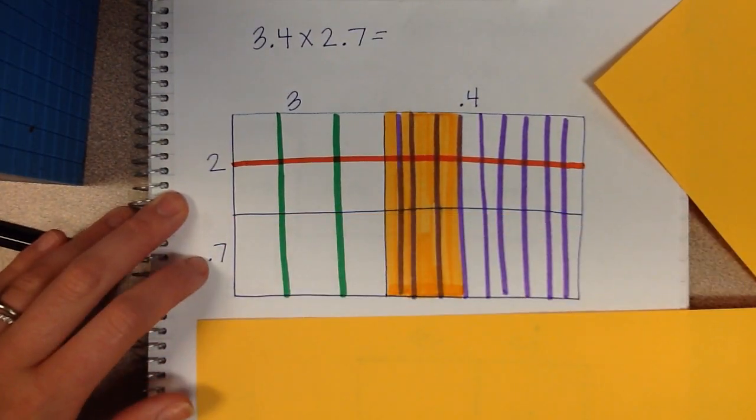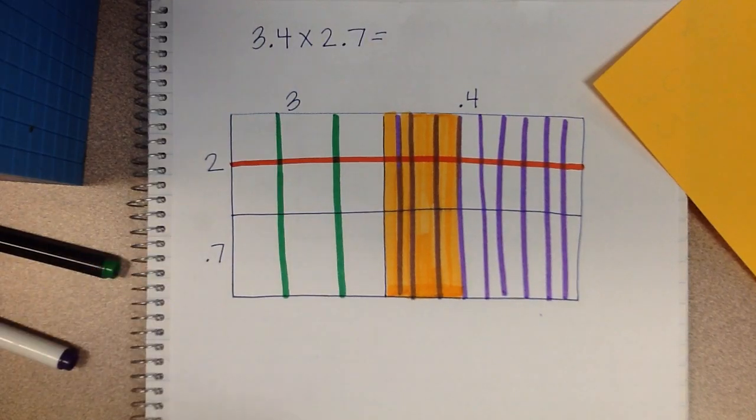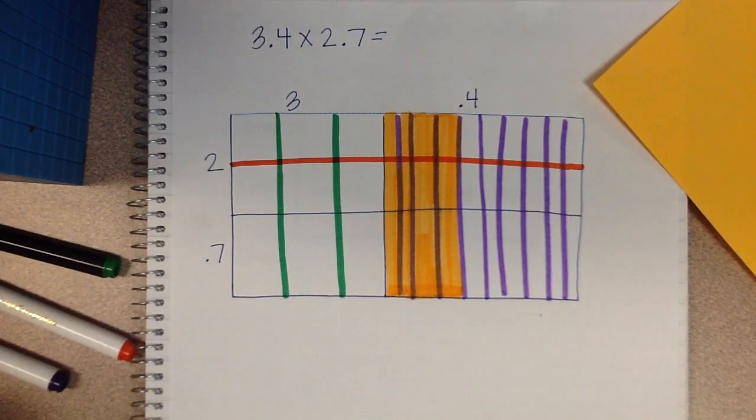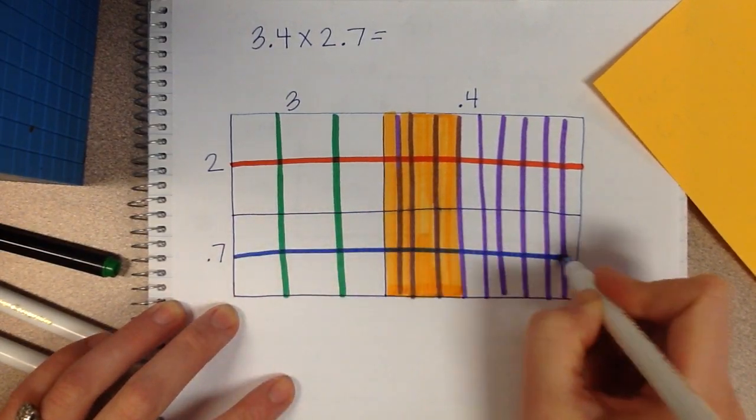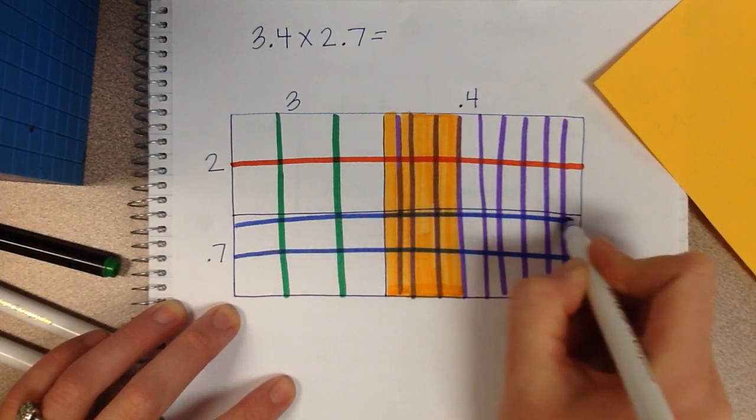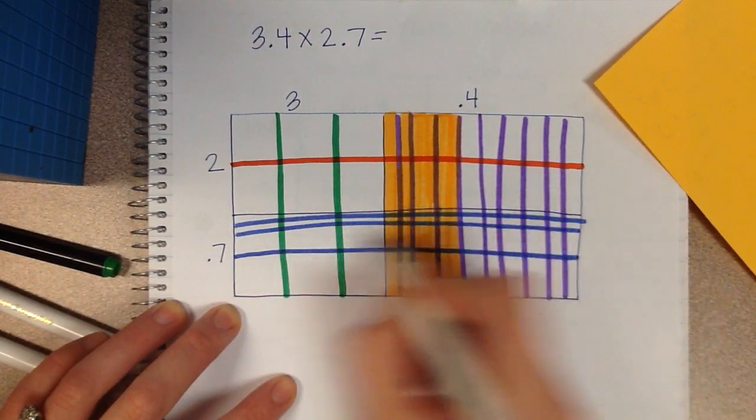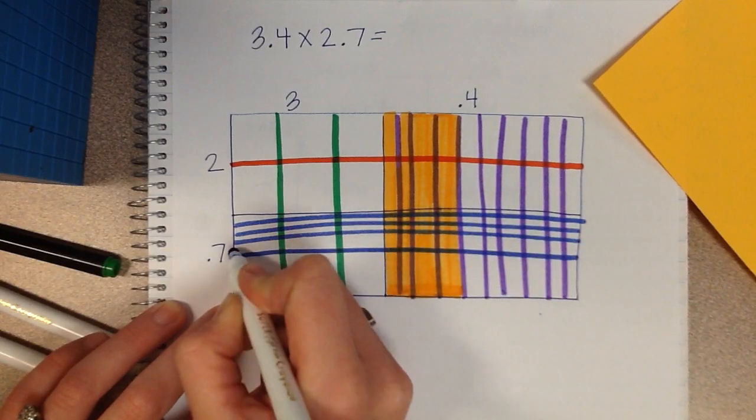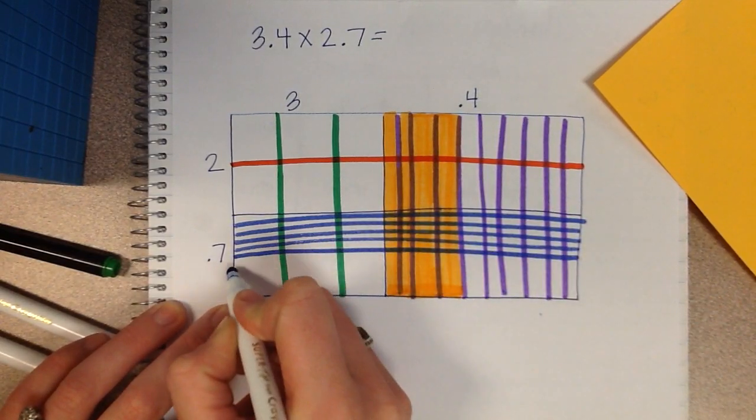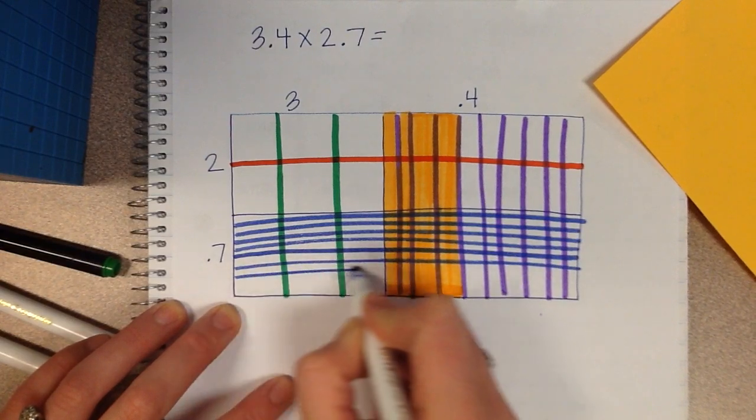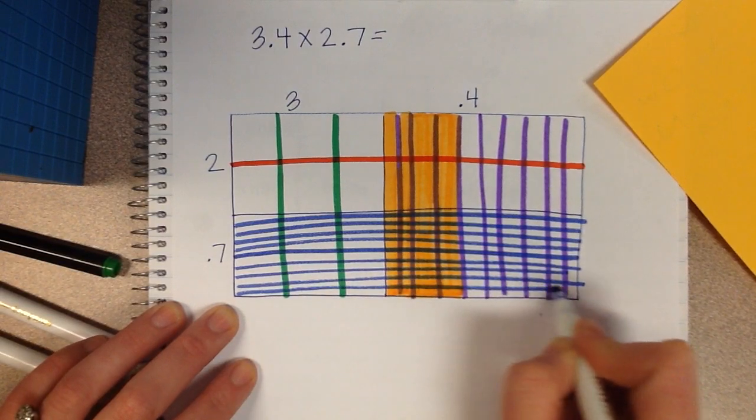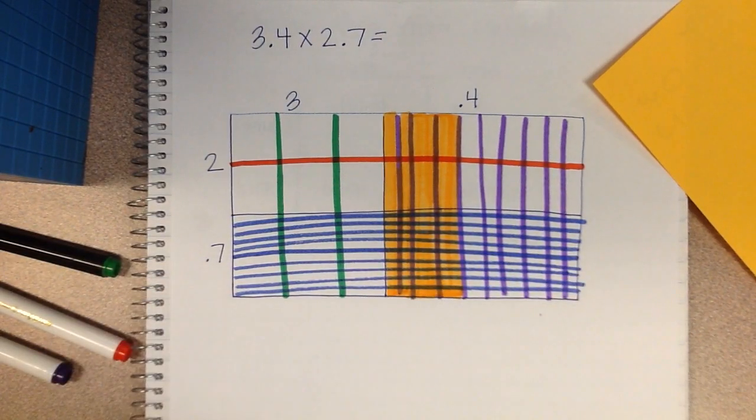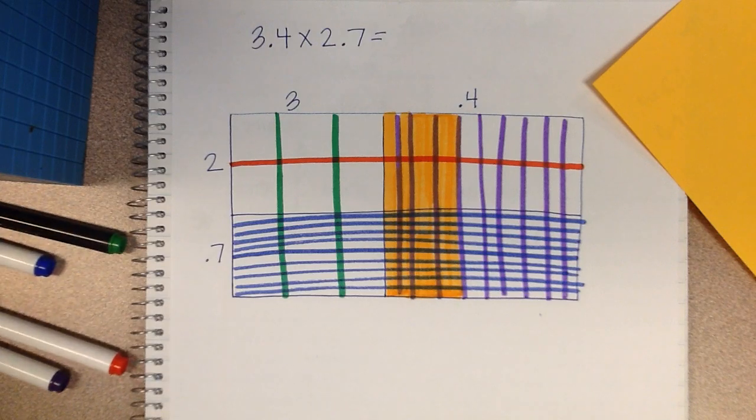Okay. Now, because this is a 7/10, I need to break it up into tenths. So there's my halfway mark. 1, 2, 3, 4. 1, 2, 3, 4. Okay, so if you're not very neat, this is probably not the best method for you.